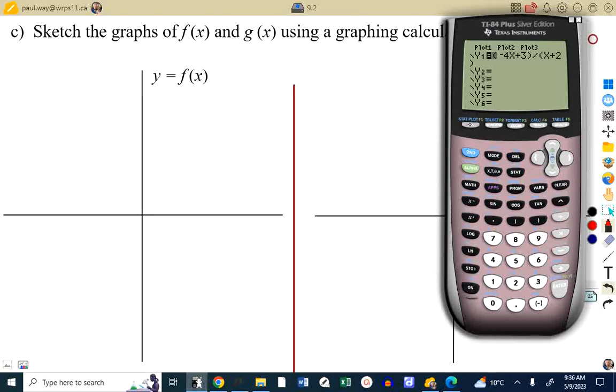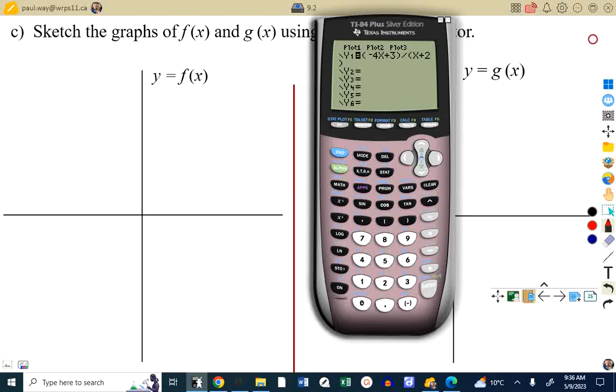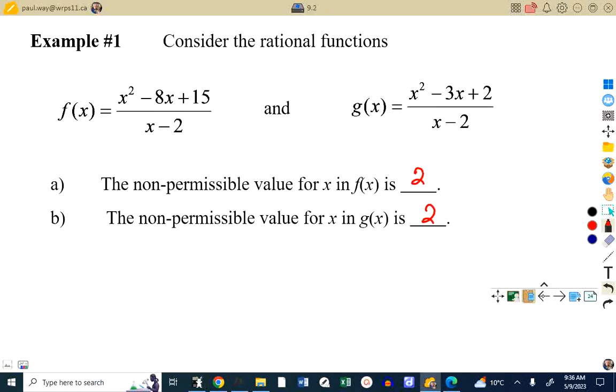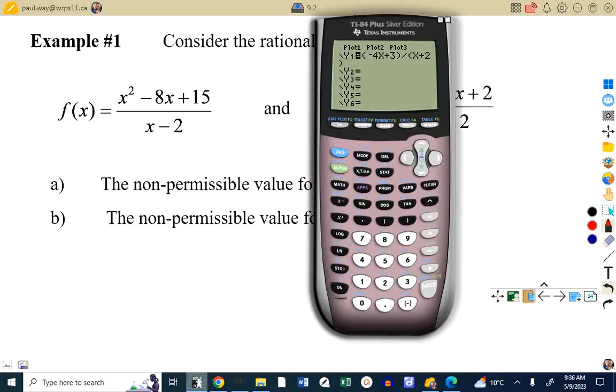So my first function is, I just need to go back and take a quick peek at it, x squared minus 8x plus 15. Again, you need the numerator in brackets, everybody. So we have in brackets x squared minus 8x plus 15, close brackets, divided by in brackets x minus 2. We'll just double check that. And I'm going to choose to go zoom 6. And what we get is that graph.